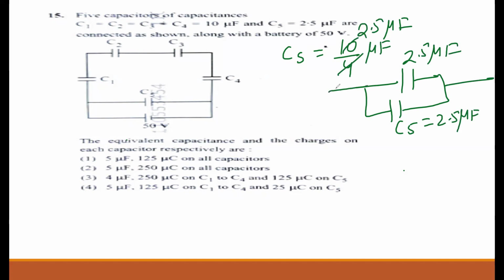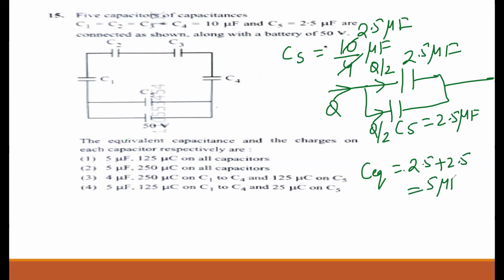So the charge, if Q is entering through this, the charge gets divided equally among these two capacitors. And the charge remains the same across all the series capacitors C1, C2, C3, C4. These two points, let us have an idea. First, we'll calculate C equivalent, which is a parallel connection, 2.5 plus 2.5. So that is 5 microfarad.